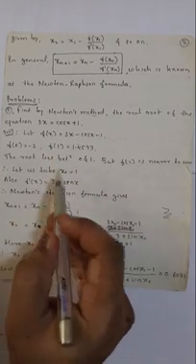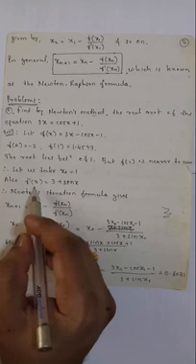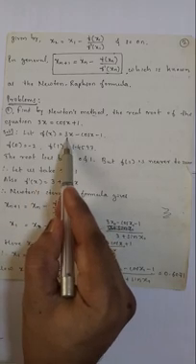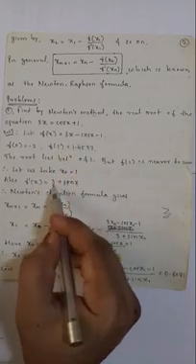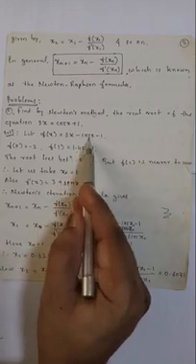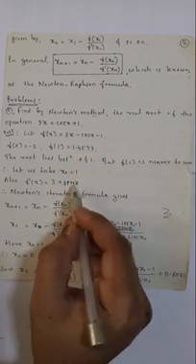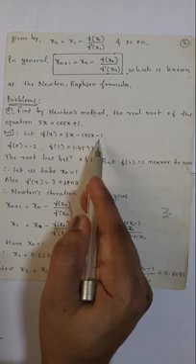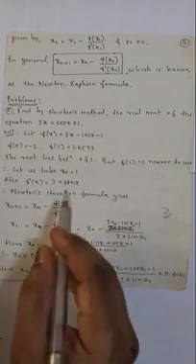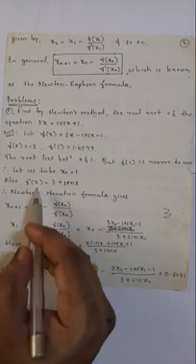Now, as in the formula, we need the derivative f dash. So we differentiate the given function. Differentiation of 3x is 3. Differentiation of minus cos x is plus sin x. Differentiation of minus 1 is 0. So this is our f dash.